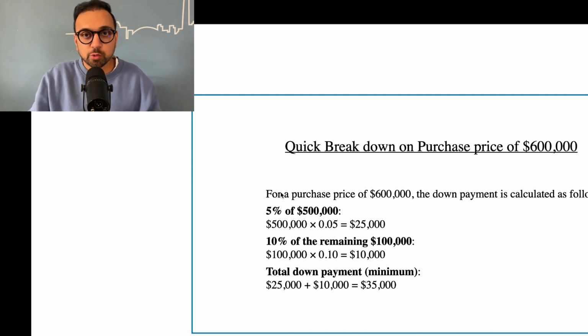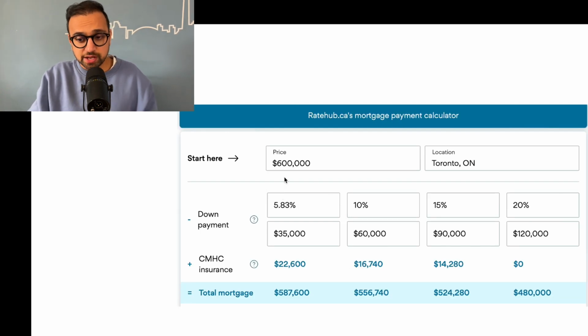So now let's go ahead and run the numbers on a mortgage calculator. Again, I'm going to take the price point of $600,000 in Toronto, Ontario. The minimum down payment we just discussed is going to be $35,000. And if you put down 10%, it's going to be $60,000. And if you put down 15% or 20%, the amounts are mentioned over here.